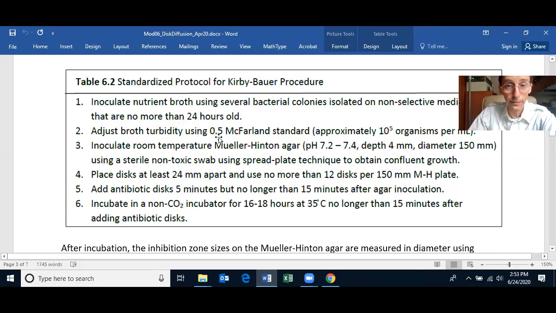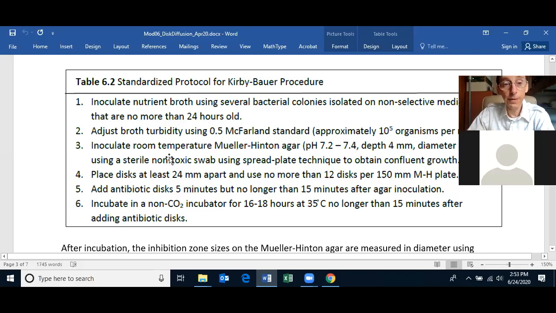You inoculate at room temperature a Mueller-Hinton agar plate, so we always put the bacteria on a Mueller-Hinton agar plate. It's always this media, because different media can affect the zone of inhibition. And the Mueller-Hinton plate is always supposed to be between pH 7.2 to 7.4.